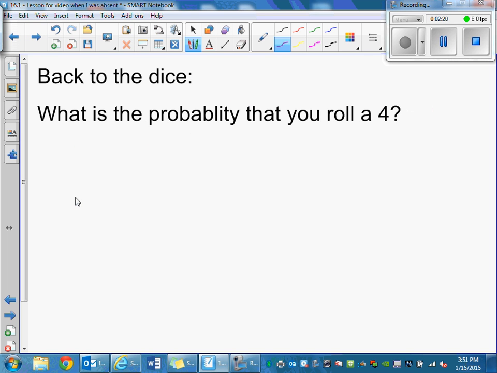What is the probability that you will roll a 4? You always see this written as probability of rolling a 4 equals, well, there is one 4 out of 6 numbers. So the probability that you will roll a 4 is 1/6.